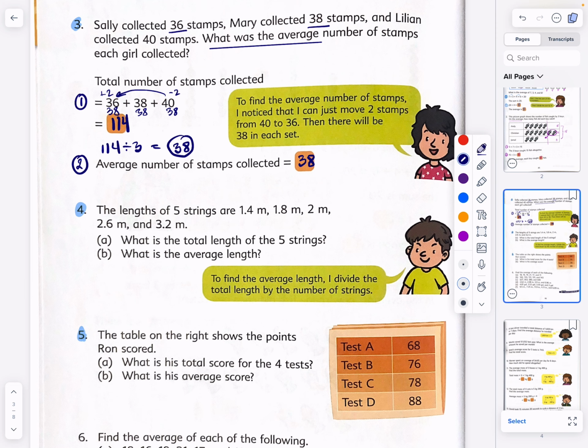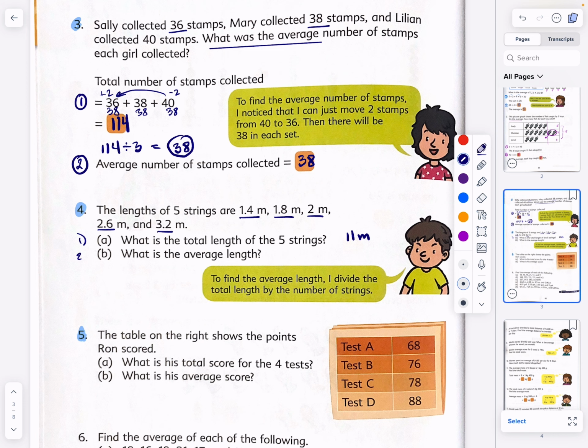Problem number 4, the lengths of 5 strings: 1.4, 1.8, 2 meters, 2.6, and 3.2. First question, or step 1, what is the total length of 5 strings? Well, we have to sum it up, and I hope you can pause this video and do the math yourselves. And once you pause it, I hope we both agree that there were 11 meters of cloth in 5 strings altogether.